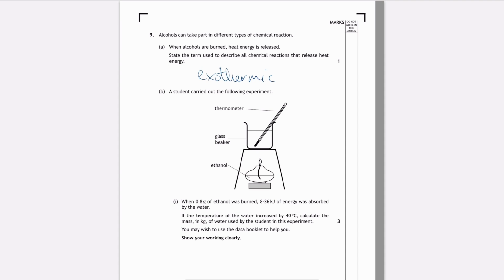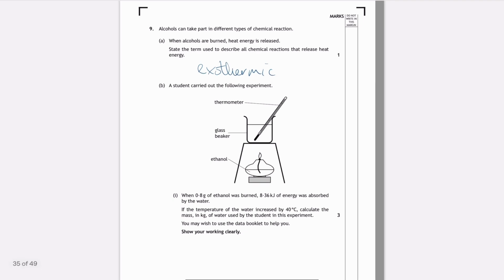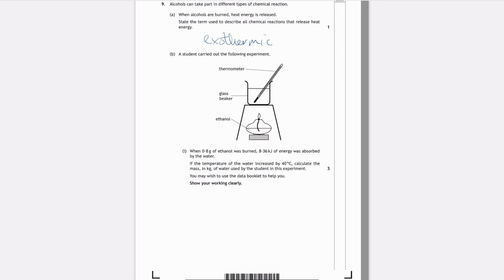Exothermic is a chemical reaction that releases heat. If you think of exo like exit, thermic like heat, it's like exiting heat. So heat's exiting the reaction. And endothermic is where the heat's been taken in.